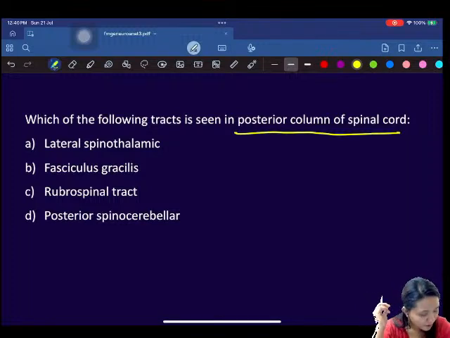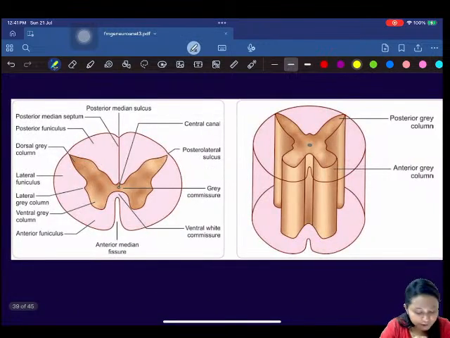Any answer from the chat, who has studied about the tracts of the spinal cord? Which of the following tracts is seen in the posterior column of the spinal cord? Very easy, if you understand it. Lateral spinothalamic? No, it's not lateral spinothalamic. First, let us come to the tracts.